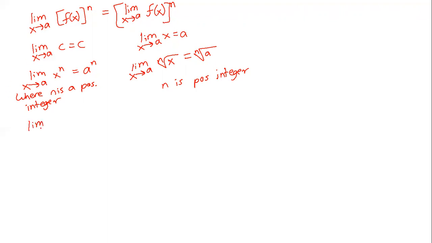And then the limit as x goes to a of root n of f of x equals the limit brought inside of f of x. So again, n is a positive integer. And if n is even, we assume that the part in the root is positive. Okay. And then there's this direct substitution.